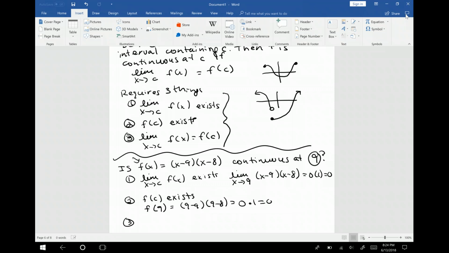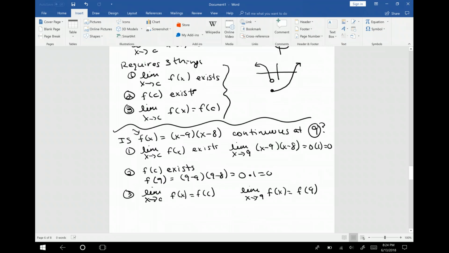And then the third rule says the limit as x approaches c of f of x has to be equal to f of c. So in our case, we're saying the limit as x approaches 9 of f of x has to be equal to f of 9. And we just calculated these two things above. We already did this one, it was equal to 0, and f of 9 is equal to 0. So they're equal to each other. So therefore, this function is continuous.